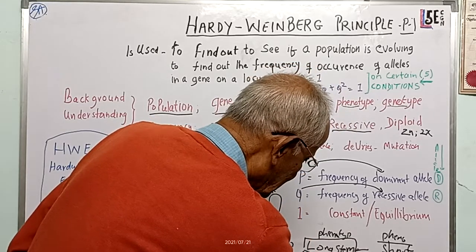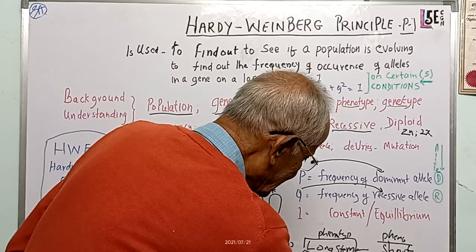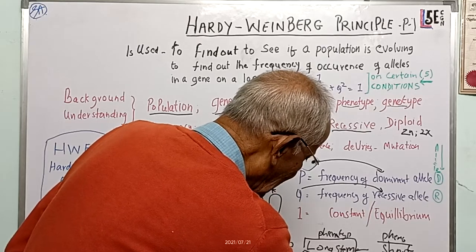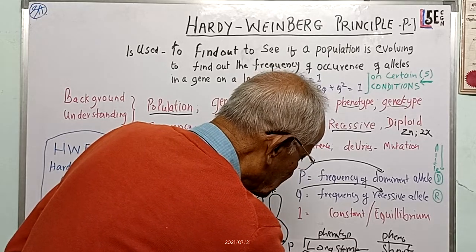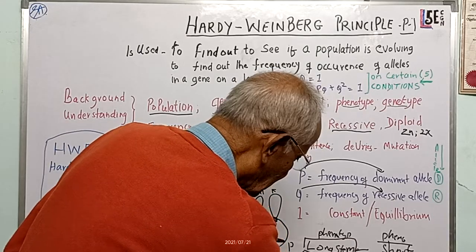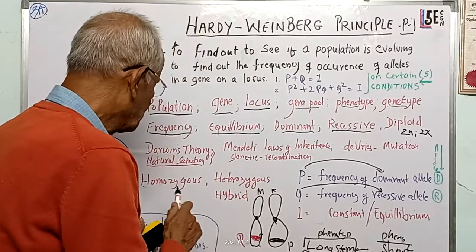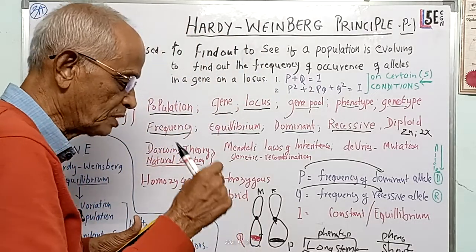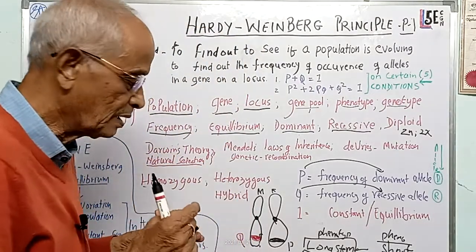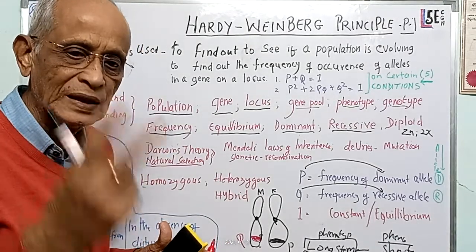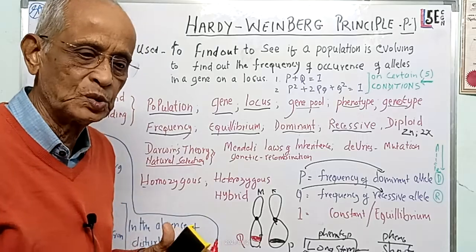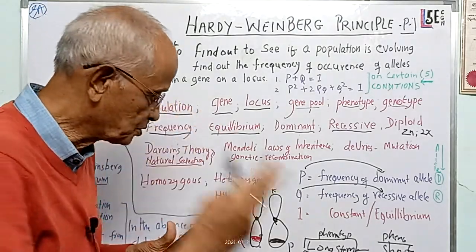Supposing I write one capital L and one small l, in this case one is the dominant one and the other is the recessive one. That is another genotype. So when you say homozygous, homo means similar, zygote having two alleles of the same type, either two dominant or two recessive.